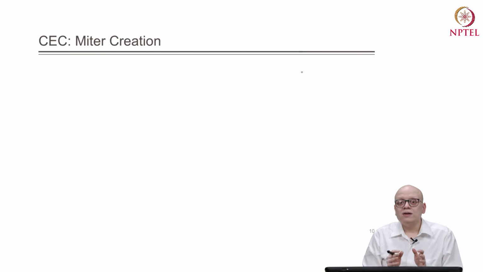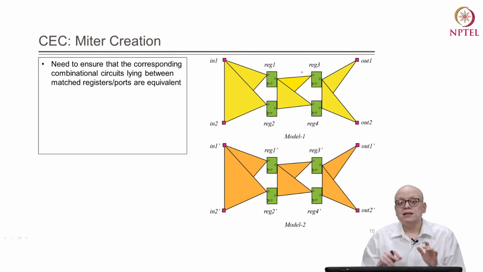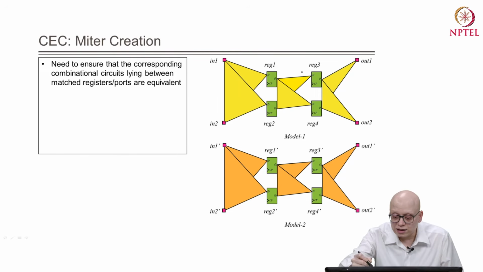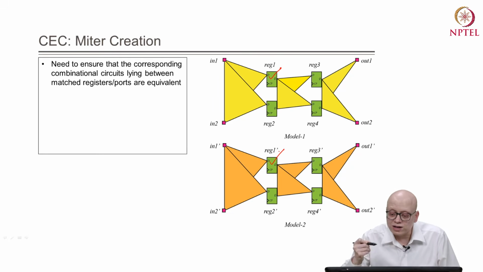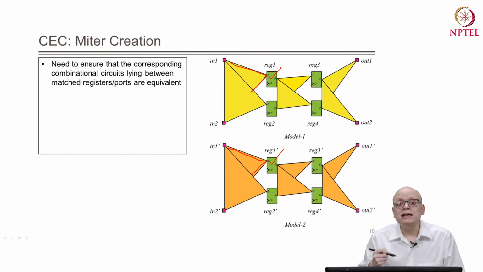Now, once we have created or got the correspondence between the ports and the state elements, the next step is the creation of the miters, right. Now, why do we want to create a miter? Because after getting a correspondence between state elements, say this and this, what we need to do is ensure that the logic cone at the input of this flip flop and at the input of this flip flop are both functionally equivalent, right.